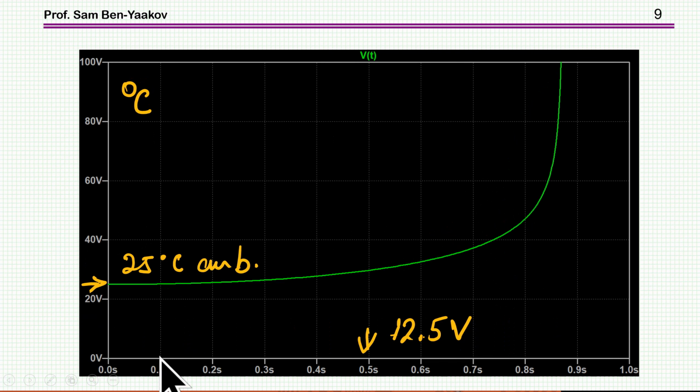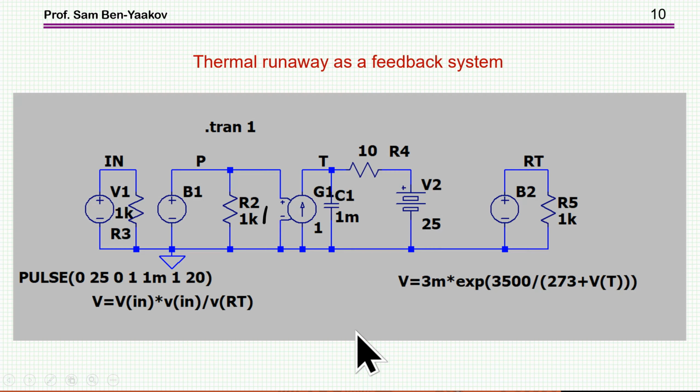This is just a simulation. And here is a zoom into what is really happening. Again, this is a swing of voltage. Start with 25 degrees centigrade. Here it is. It's going up, and here it's about 12.5. And then, as you can see here, there is a thermal runaway. Okay? So this is the phenomenon.